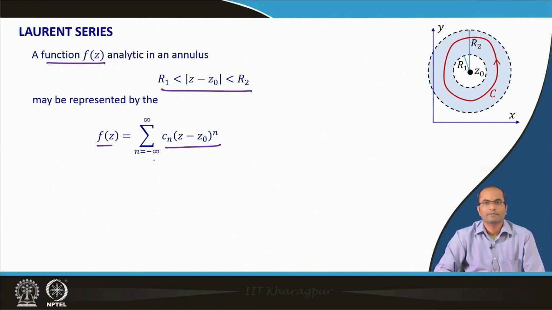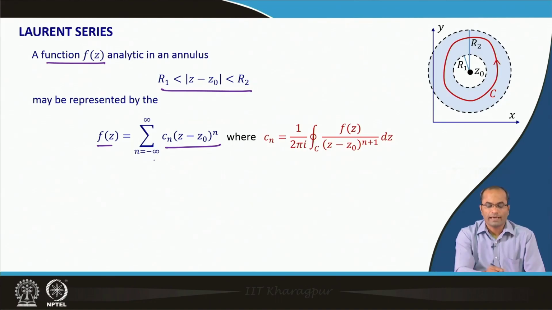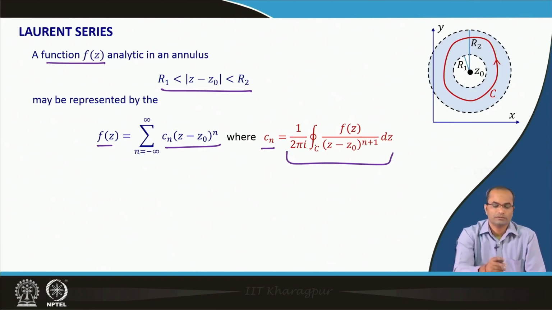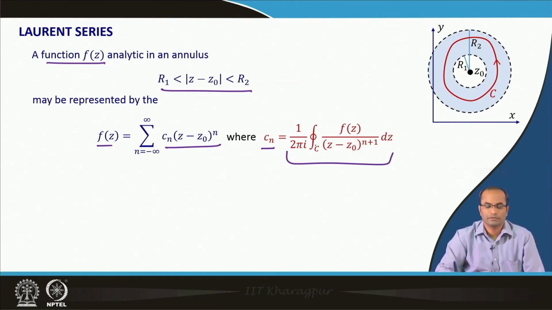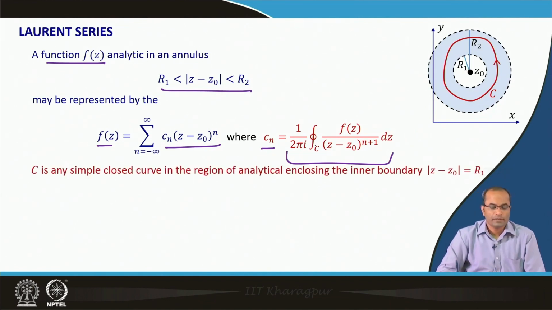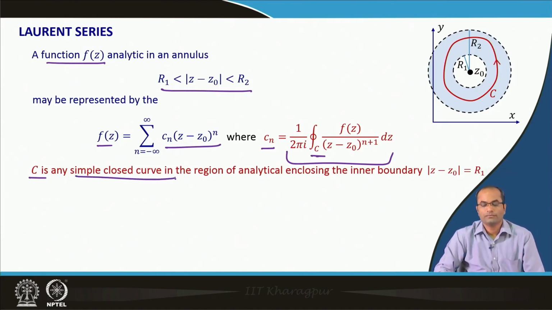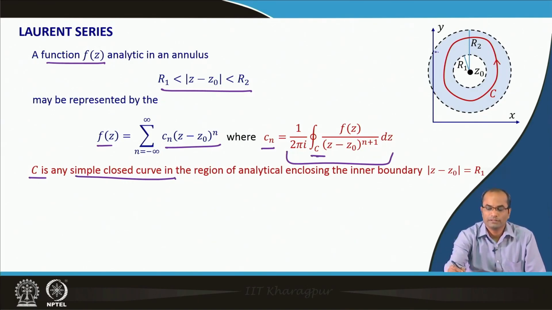So, now we have added from minus infinity to minus 1, these terms, and similar to the Taylor series, this coefficient Cn can be represented by this integral, which comes to be the derivative of f basically. And in this integral, C is any simple closed curve in this region of analyticity enclosing the inner boundary.